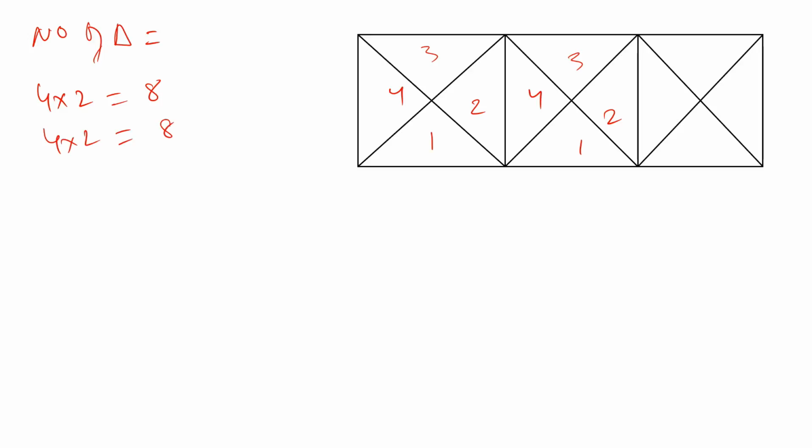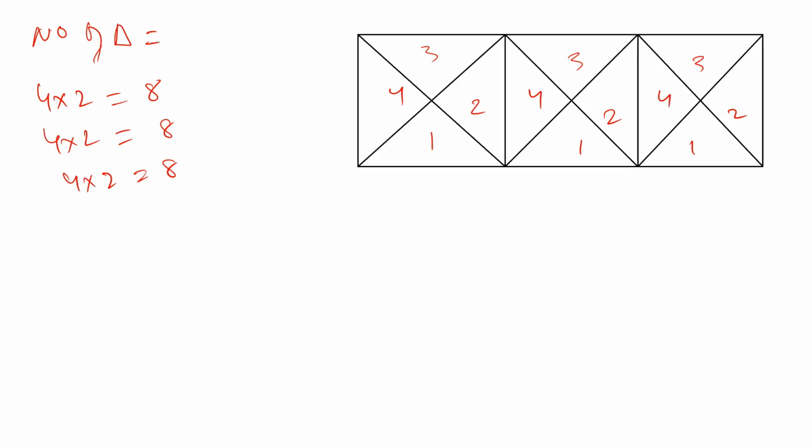This is another example. This is the same pattern formed by squares, but with 3 squares. So how to find the number of triangles here? We have to count 1, 2, 3, 4. 4 multiplied by 2 equals 8. Here also 1, 2, 3, 4. 4 multiplied by 2 equals 8. 1, 2, 3, 4. 4 multiplied by 2 equals 8.